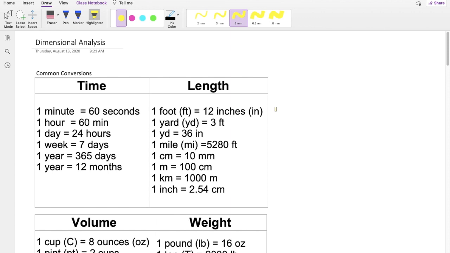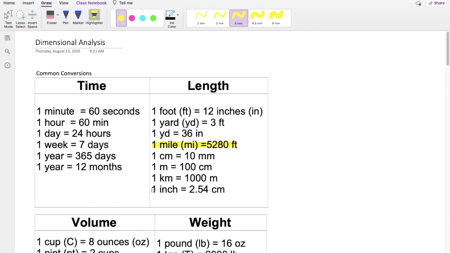Length may be a little bit different. One important one that you are going to need to have memorized is the mile to feet conversion. That 1 mile has 5,280 feet. That is a very, very common conversion. So that one is definitely going to be something that you need to have memorized. I'm not saying to go and memorize all of these, but you should recognize a few of these.